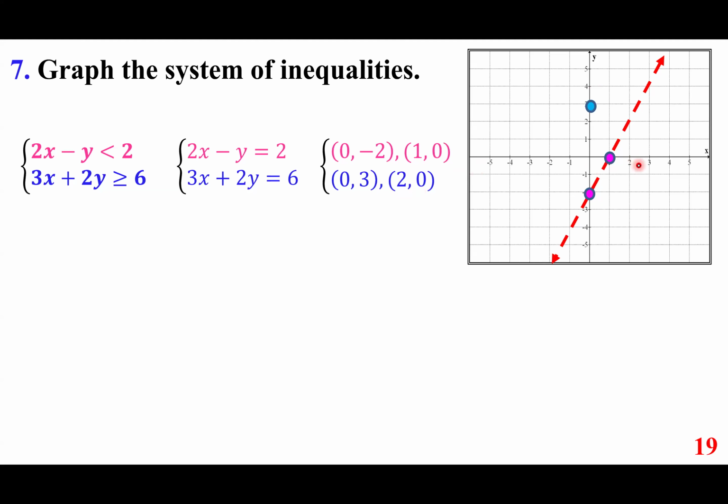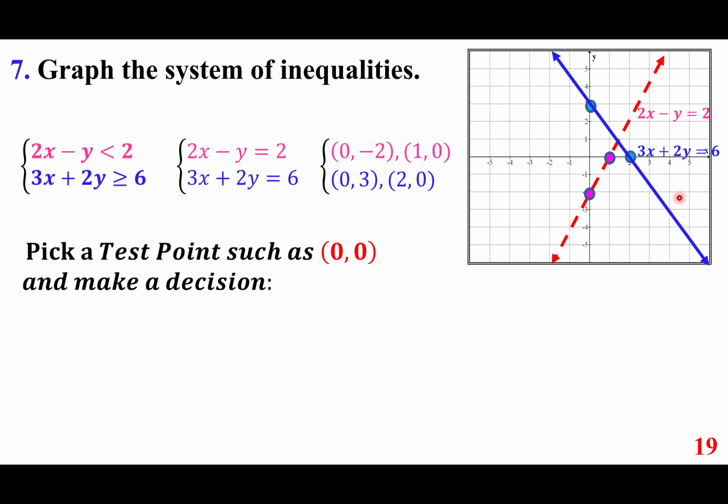2, 0, 1, 2 is there. Connect them, and it's a solid line because 3x plus 2y is larger than or equal. So those are the two equations. So we write the equation. Now, how do we check? We pick a test point, any point that doesn't belong to the line. You can even pick a point that belongs to one line, not to the other one, because you're going to separately check them. So how do we check them?